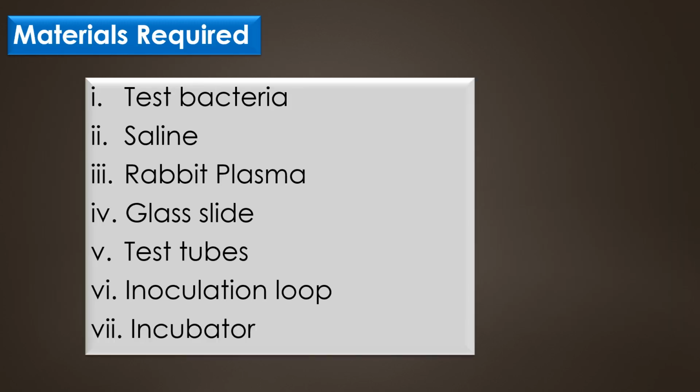Materials required for the coagulase test are test bacteria, saline, rabbit plasma, glass slide, test tubes, inoculation loop and incubator.